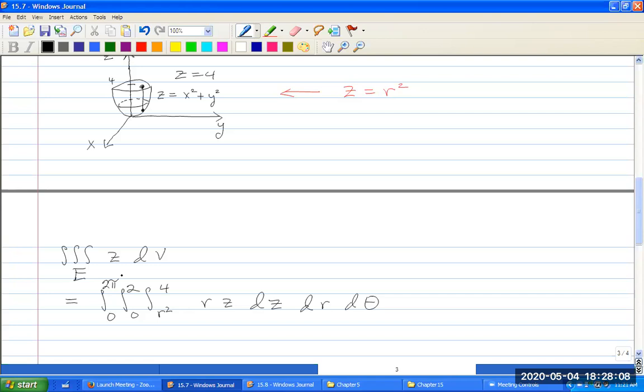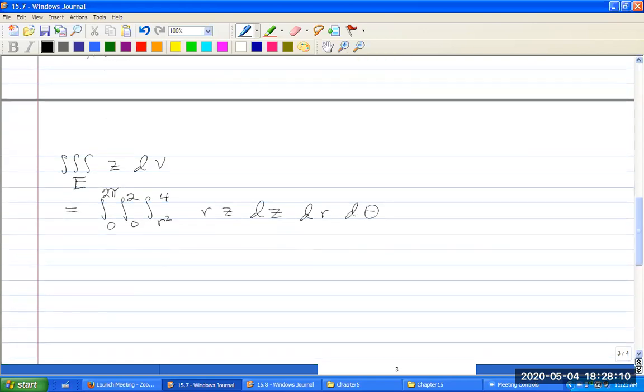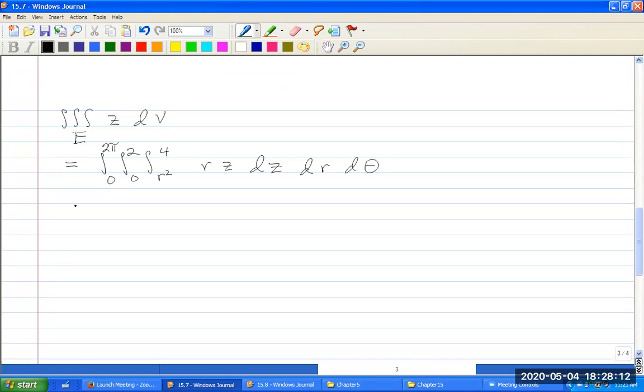And you just want to integrate that. And so let's integrate that. So this is the integral 0 to 2 pi, 0 to 2. Integrating z, I get 1/2 r z squared from z equaling r squared to z equaling 4, dr d theta.